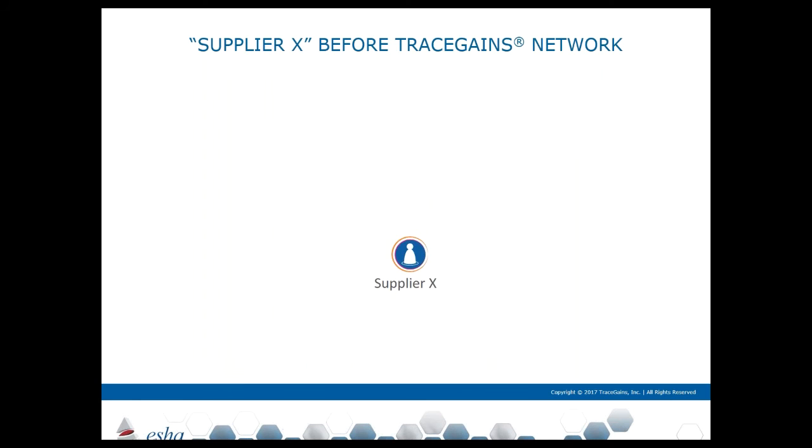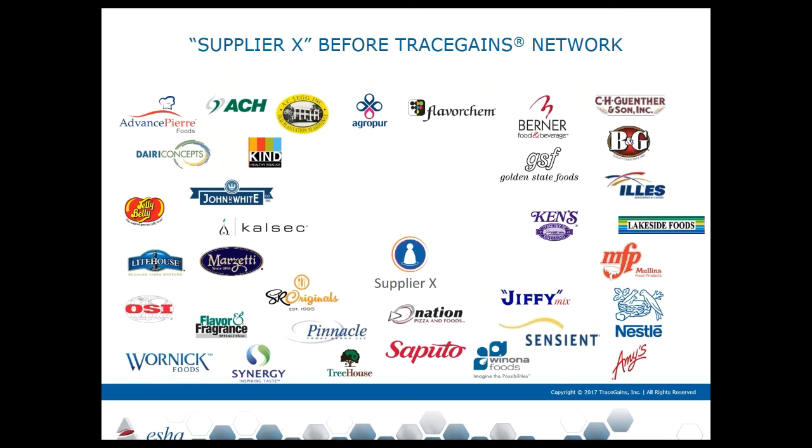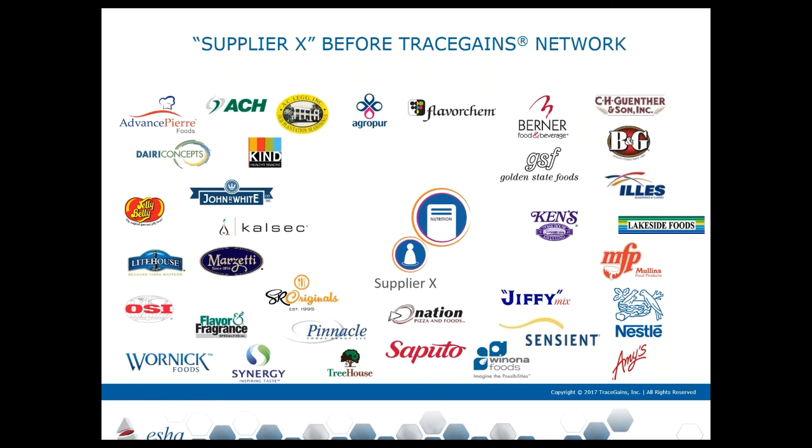So one example that illuminates this and is an aha moment for a lot of folks is this actual supplier. We call them Supplier X because these are about 35 of their customers that they do business with, and obviously this is a confidential supply chain. But prior to TraceGains, what Supplier X would do is they would get requests from all of these 35 different customers for one particular document, such as a nutrition document.